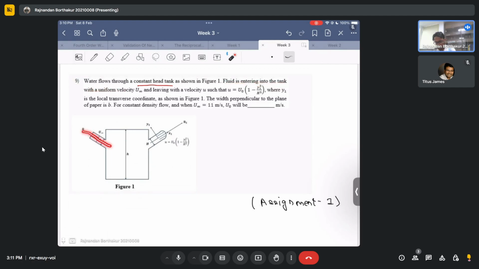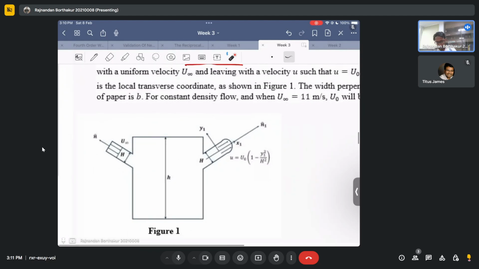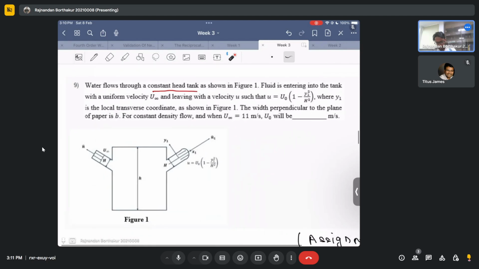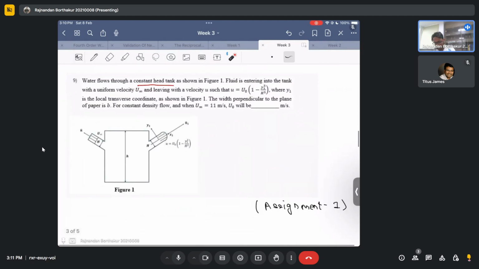This is where the water is entering into the tank. You can see from the direction, if you zoom in, that the arrow is pointing inward into the tank, which means through this section there is a fluid coming in. The question says it's a constant head tank, which means that the water level inside this tank is not changing with time, and this is typically what constant head means.